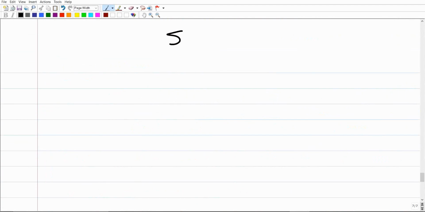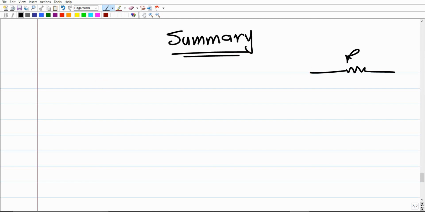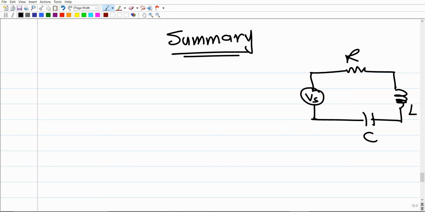So let us put a summary of all the things that we discussed through this video here. In case you are given an electrical circuit with R, resistor, and inductor L, and capacitor C, with a voltage source Vs, and this Vs is a function of time, this is the RLC circuit.